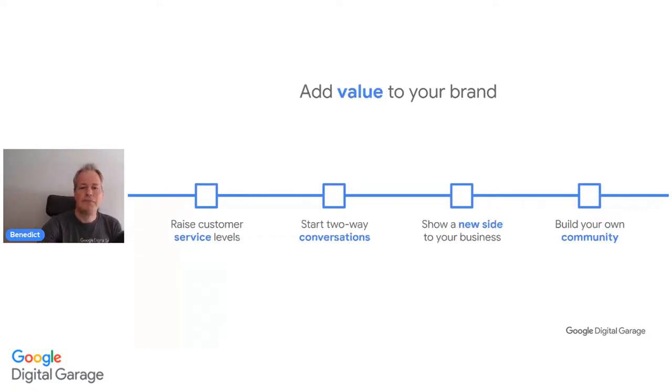All right. Now, add value to your brand. Raise customer service levels. Start a two-way conversation. Certainly with the lockdown, people have needed that conversation. Whilst they haven't been able to go out and speak to people, often they've had to rely on the internet as a place where they could communicate with people. And certainly social media is ideal for that.